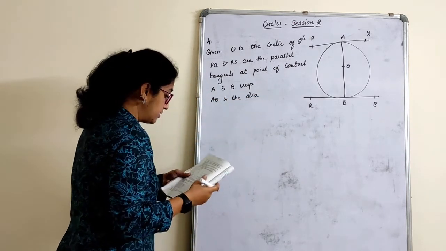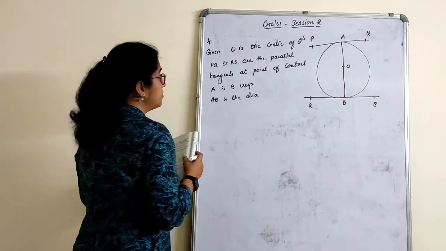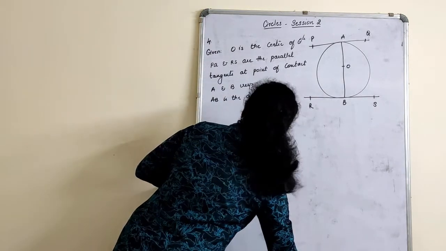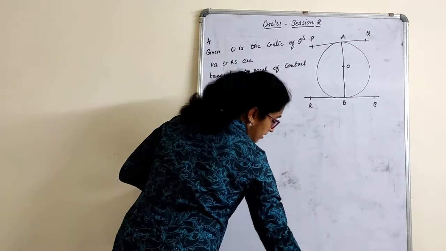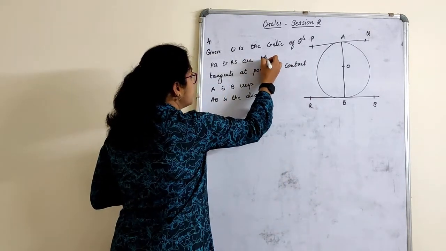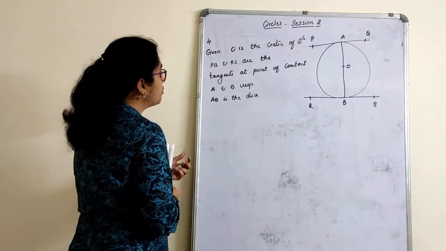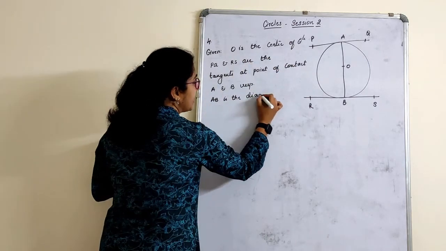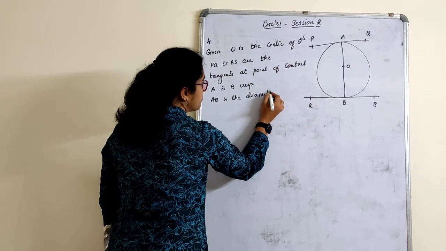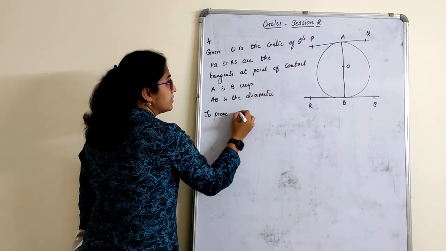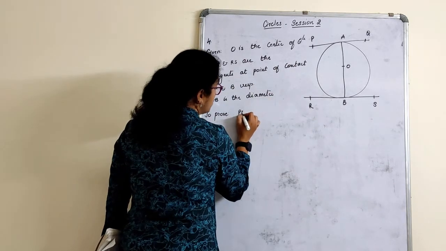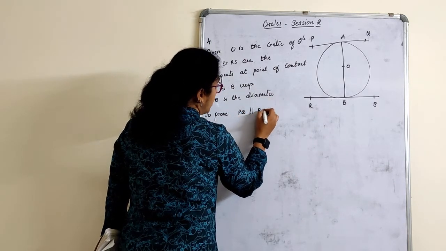Oh, once again. No, they are not the parallel tangents, they are the tangents. Because you have to prove that they are parallel. I'm sorry. PQ and RS are the tangents at the points of contact A and B respectively. AB is the diameter. What we have to prove? We have to prove that PQ is parallel to RS.